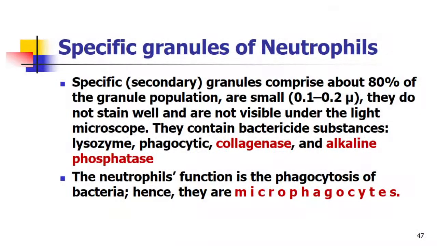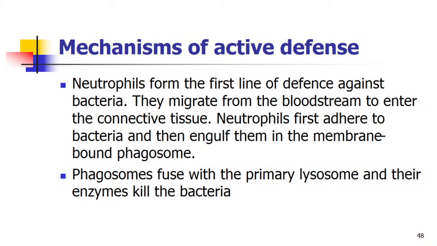So next, the specific granules of neutrophils. Specific secondary granules comprise about 80% of the granule population, are small, 0.1 to 0.2 micron, and they do not stain and are not visible under the light microscope. They contain bactericidal substances: lysozyme, phagocytin, collagenase, and alkaline phosphatase. These are also very important enzymes. The neutrophil's function is phagocytosis because alkaline phosphatase and collagenase are present. So remember this, because it's very important for answering the topic about the cells.